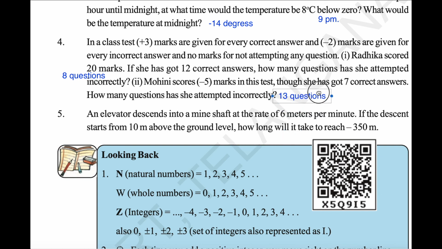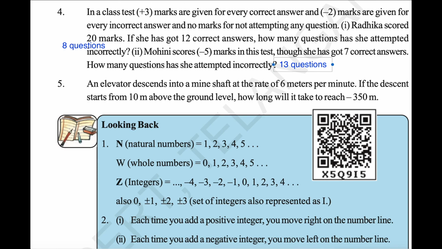Okay. An elevator descends into a mine shaft at a rate of 6 meters per minute. If the descent starts from 10 meters above the ground level, how long will it take to reach minus 350 meters? That means a total of 360 meters they have to cover. 360 meters by 6 meters per minute, 360 by 6 is 60 minutes.